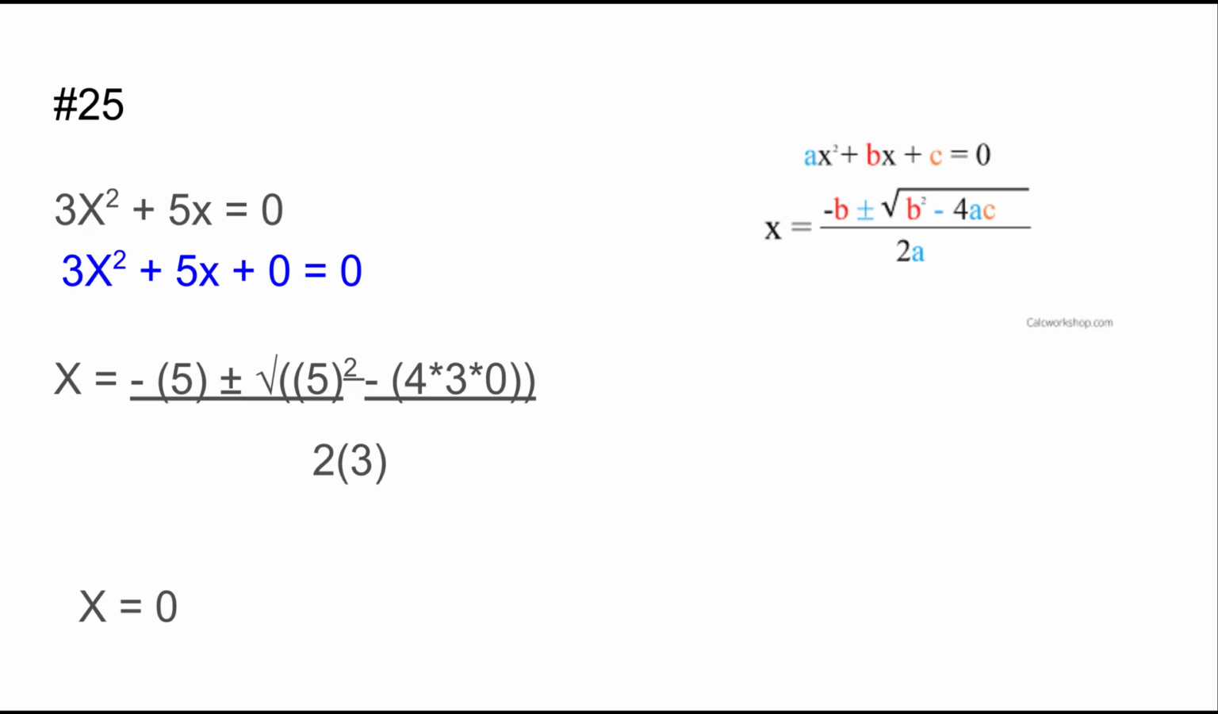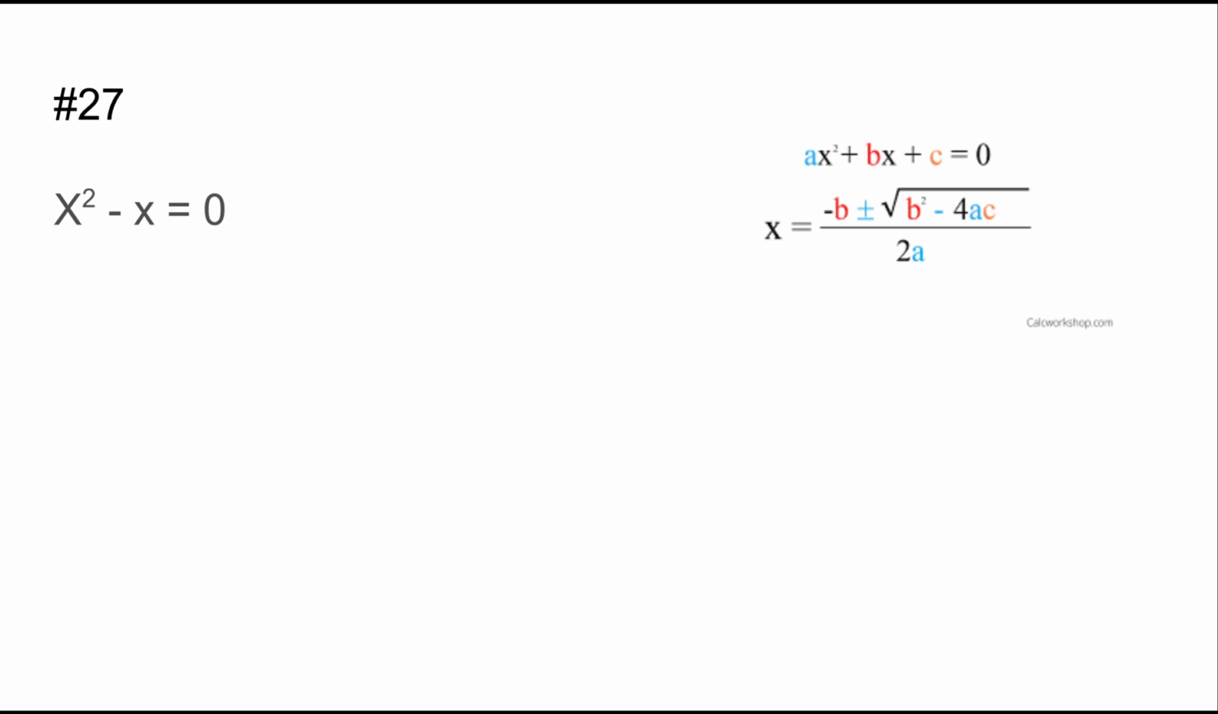Let's subtract. Negative 5 minus the square root of 5 squared minus 4 times 3 times 0. Enter. Divided by 6 equals negative 1.67. These are your solutions.